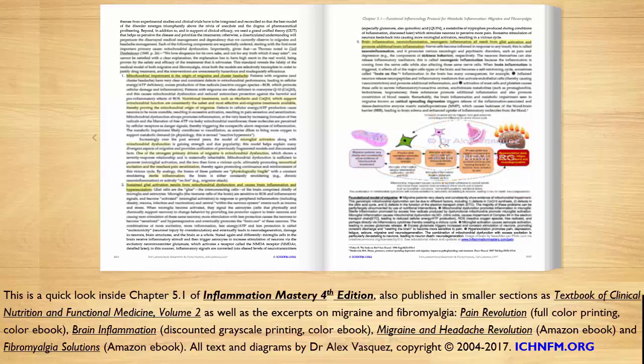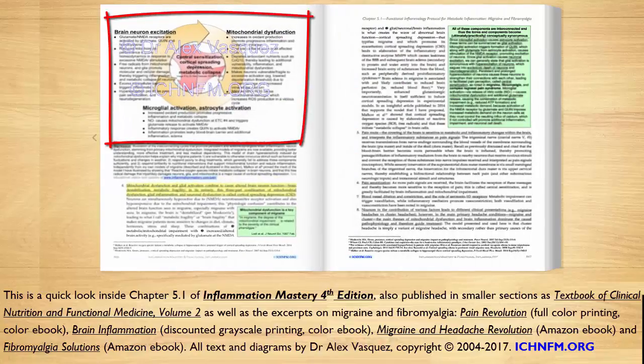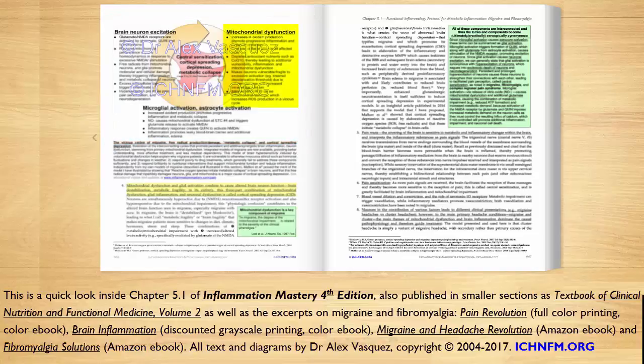You can also see that represented here in another image, and this image actually formed the basis for calling this work Pain Revolution, because we're looking at this go around in a circle or a vicious cycle. Again, with mitochondrial dysfunction leading to microglial activation and astrocyte activation, leading back to brain neuron excitation. And this triad is what we now call neuroinflammation, which leads to central sensitization or increased sensitivity to pain inputs.